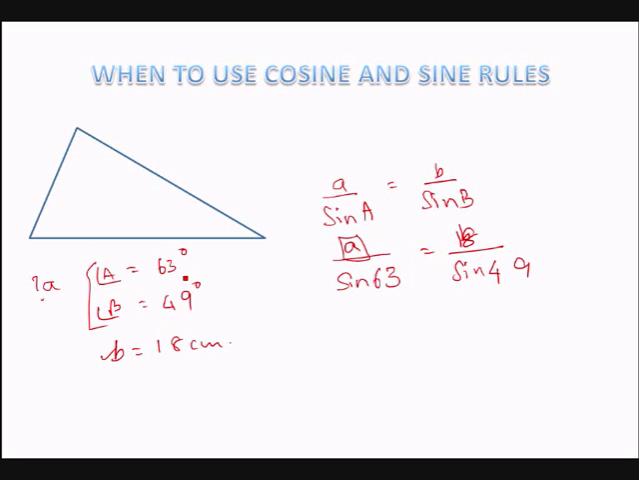Rewrite this as A is equal to 18 times sine 63 over sine 49. I get the answer as 21.3 centimeters approximately. So this is again another simple question involving sine rule. Let's have some more examples on sine rule.